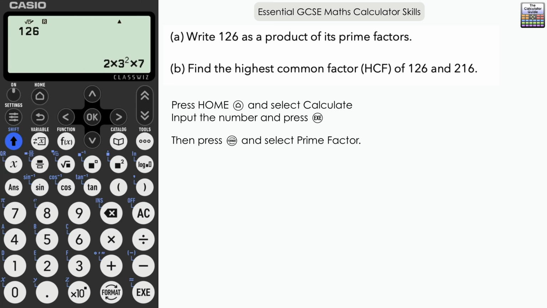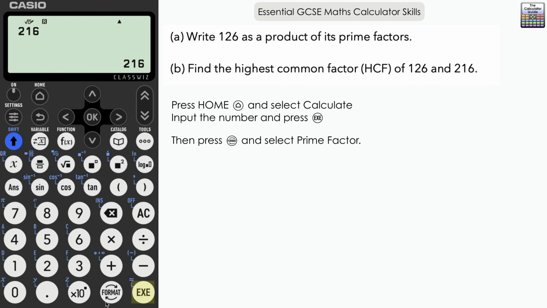For part B, find the highest common factor of 126 and 216. Well, there are several different ways I will show you of being able to use the calculator to help you with this. If you want a fuller method, what we want to do is to find out what prime factors these two numbers have in common and then multiply them together to find the highest common factor. So at the moment we have 126 is 2 times 3 squared times 7. Let's break 216 down as well.